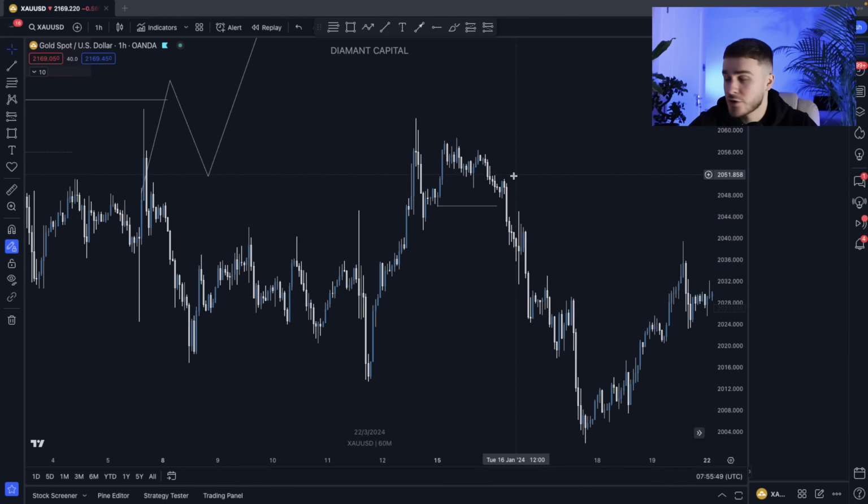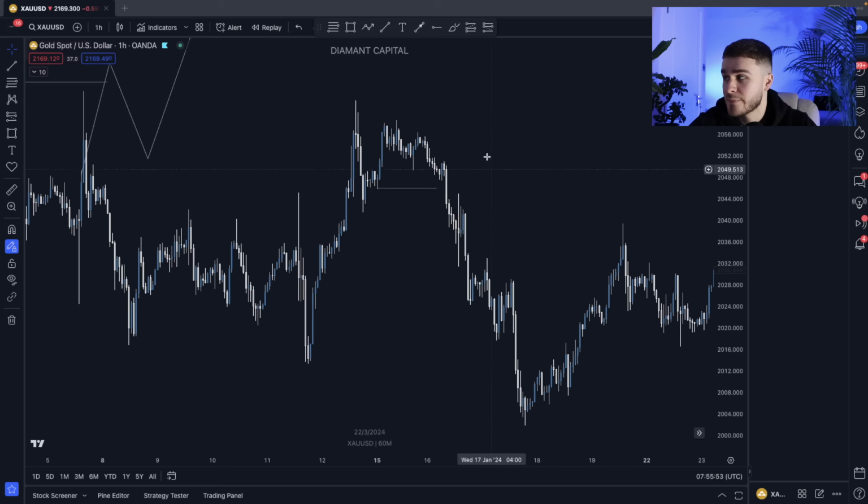So again, it is going to be the leg that pretty much broke this piece of structure over here. Some people could argue that it would be this kind of area over here. But again, that's the thing with market structure. It can be quite discretionary, and that's why people really do mess up on it at times.